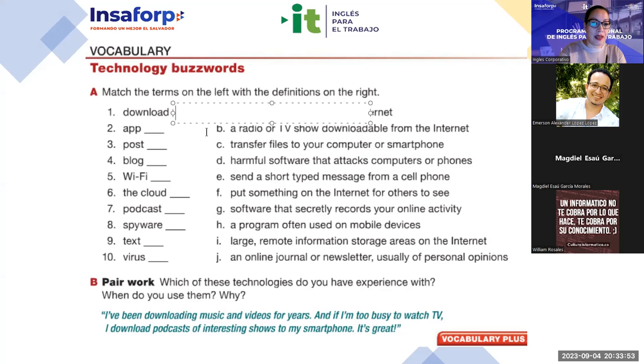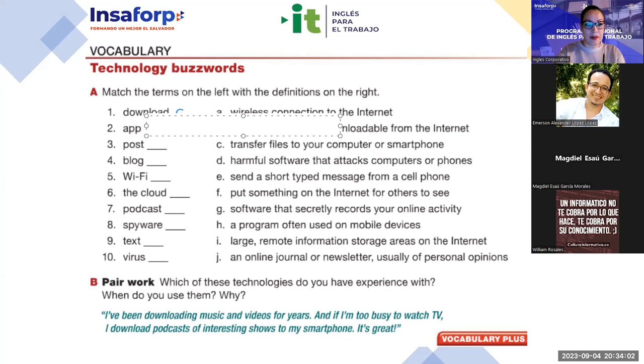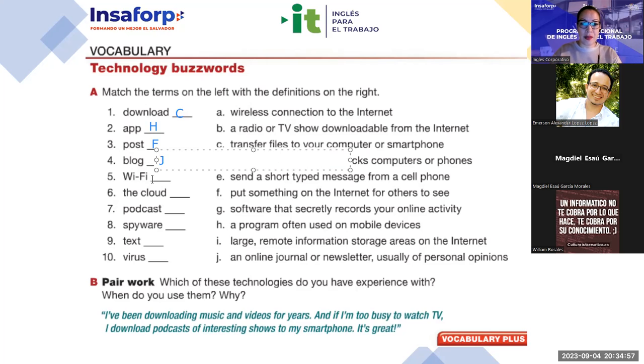Number three, volunteer. Post. Post, letter F. Put something on the internet for others to see. That's post. Volunteer for blog. Number four, blog. Blog, letter J. An online journal or a newsletter, usually for personal opinions. That is correct. Thank you so much for sharing.